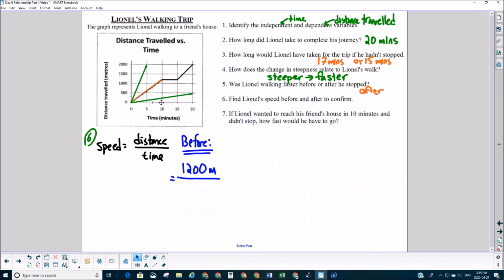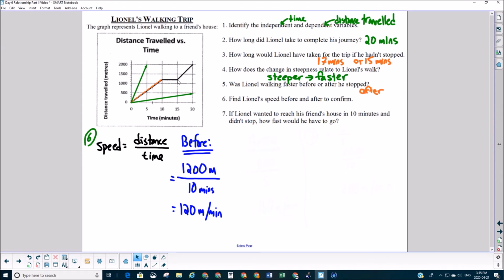And it took him 10 minutes to do that. So we do the math: 1,200 divided by 10 is 120 meters per minute. So there's that division. Again, distance divided by time, meters per minute. It's not kilometers per hour. He's walking here, so it's meters per minute.